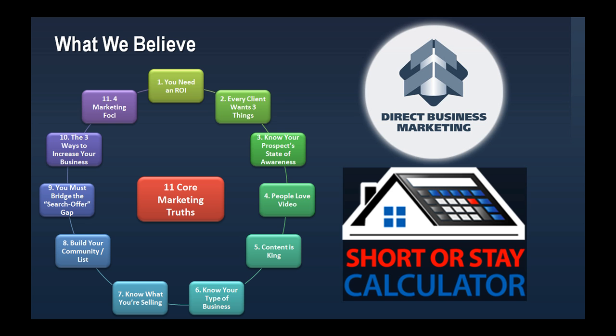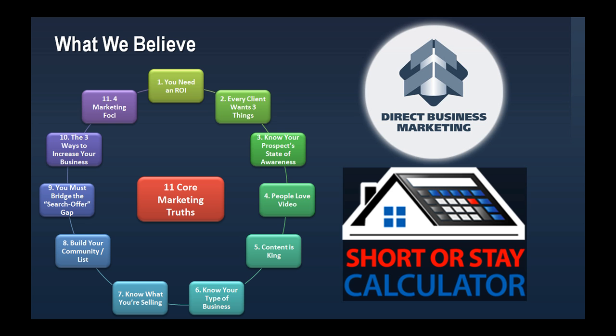Number two, every client wants three things. If you give the client these three things, you can turn the traffic even more so into a lead and turn the lead into a client. First of all, they want value added in advance, they want a trusted advisor, and they want an adequate solution. Those three things, and we'll talk about how these 11 marketing issues are embedded in the calculator. So again, they want something of value in advance, they want a trusted advisor, and they want an adequate solution for what they may be looking for.